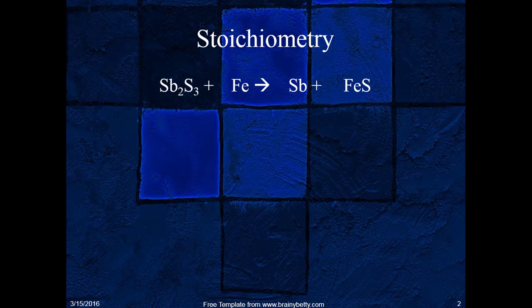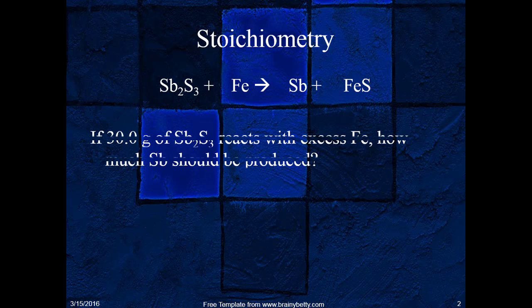First, let's do an example mass-to-mass problem. Here we have an equation. Sb2S3 plus Fe produces Sb and FeS. Here's our question. If 30 grams of Sb2S3 reacts with excess Fe, how much Sb should be produced? First, we need to balance our equation. We need 2 Sb, 3 FeS, and 3 Fe.